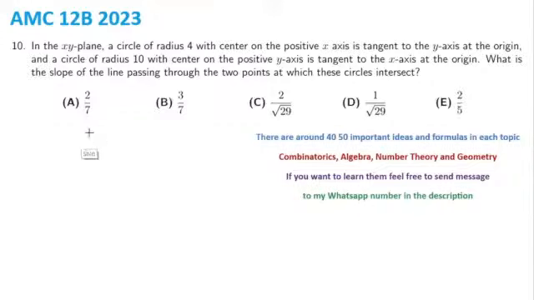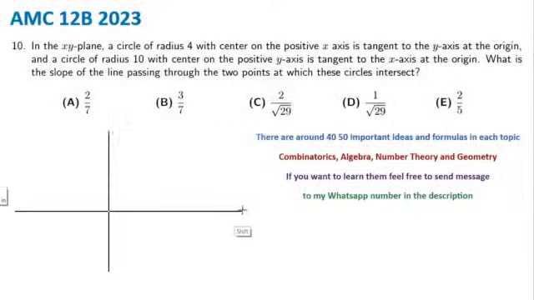Now, let's consider it like this. Then it says this circle of radius 4 with center on the positive x-axis is tangent to the y-axis at the origin. So because the radius is 4, we know the center is at (4, 0).